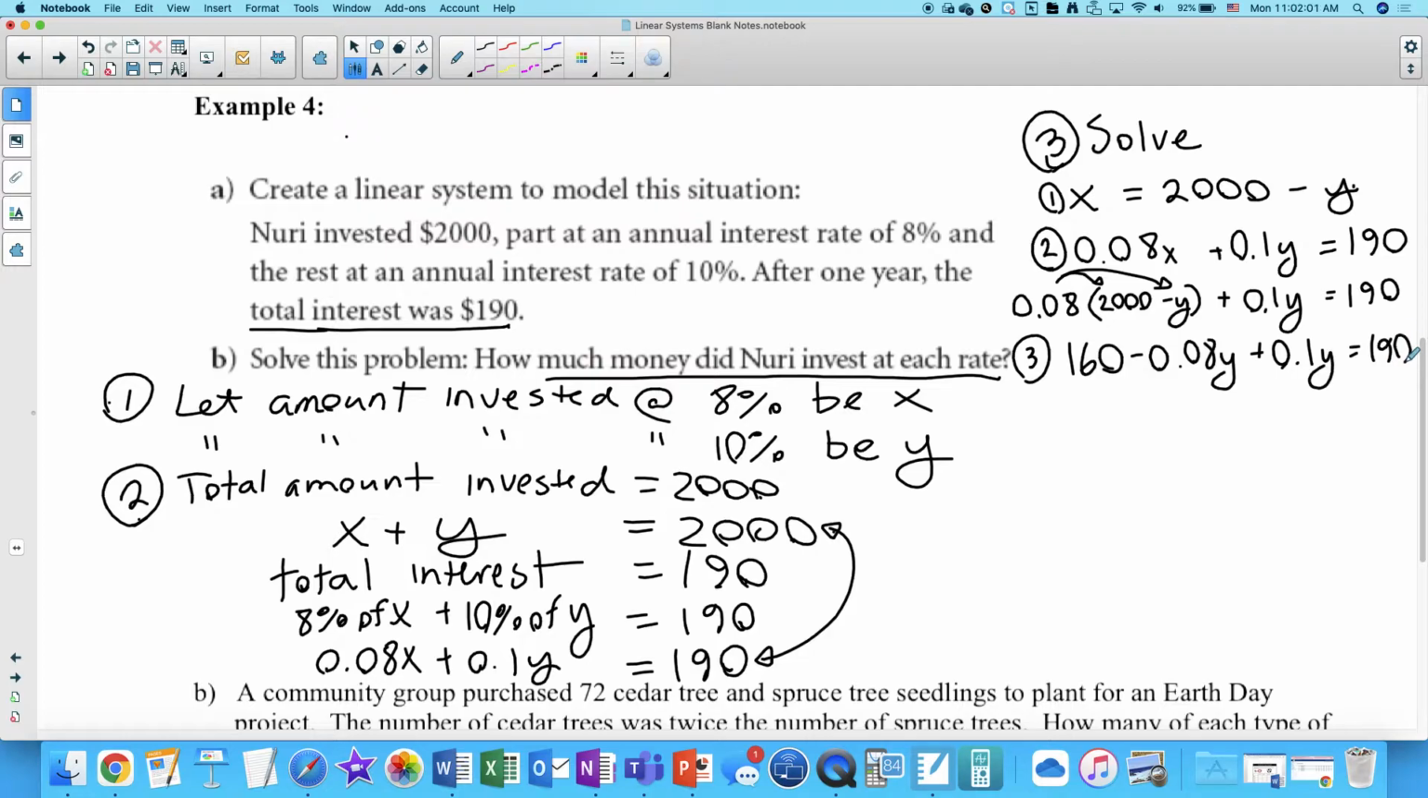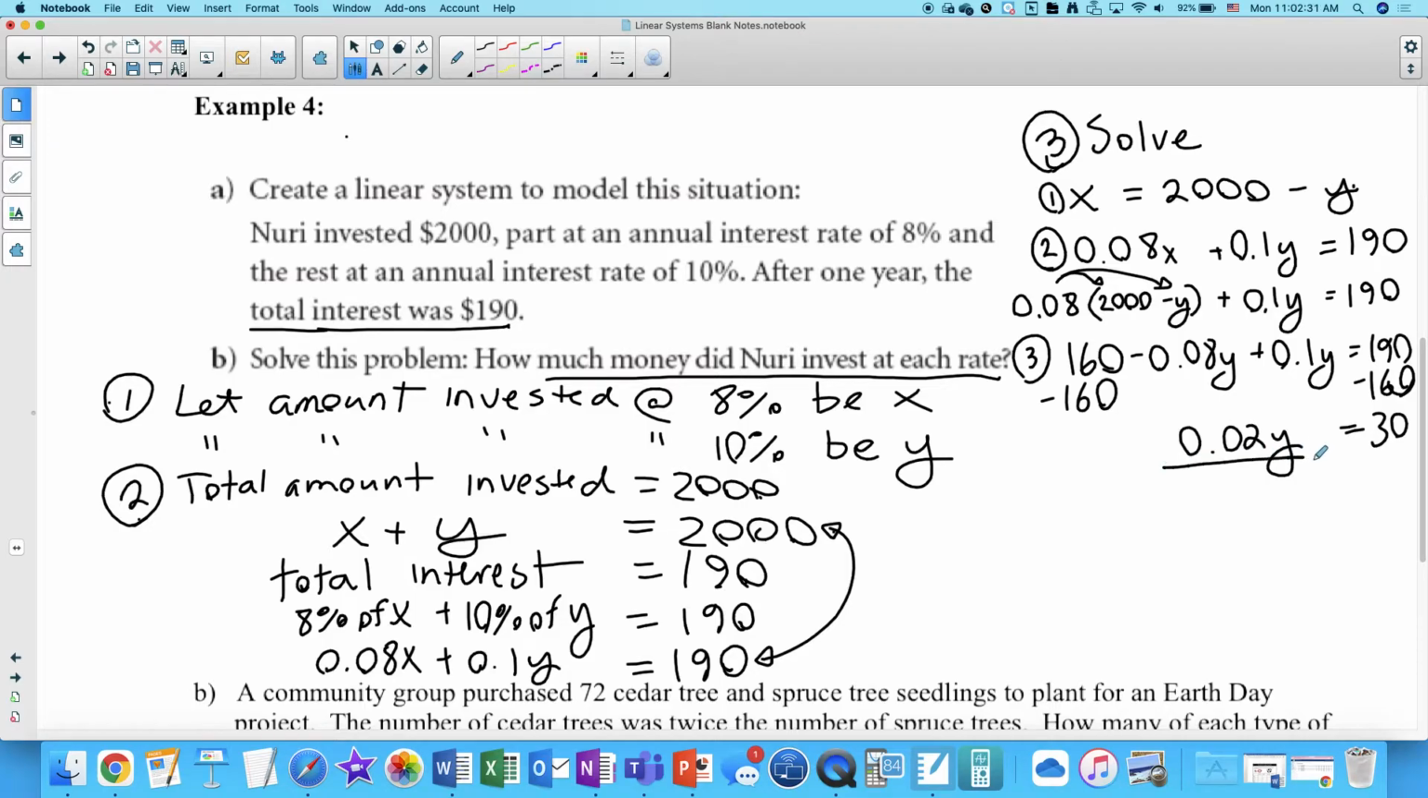Right? And then maybe I'll subtract 160 from both sides. Do 2 steps in one here. So this side is 30. On this side, this is like 10% minus 8%, right? So that's 2%, 0.02y. But again, if you feel a little shaky on doing this addition, subtraction, just add or subtract the coefficients on your calculator, okay?